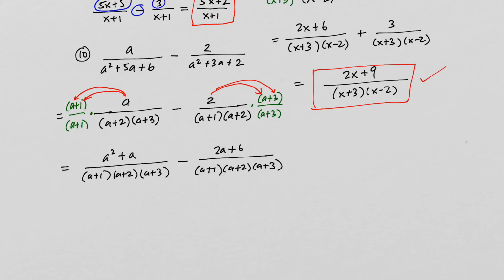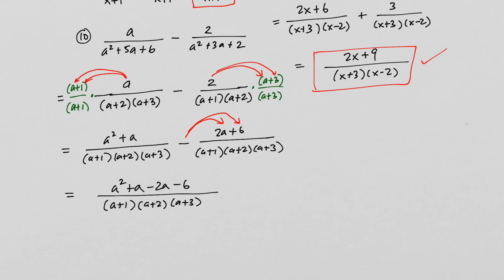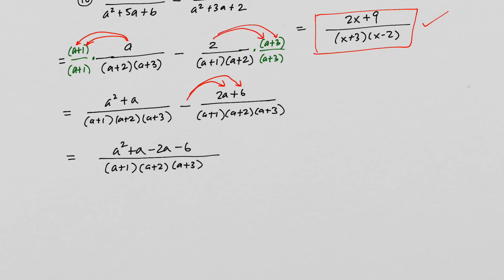And so now we have a common denominator, but it is subtraction. And you always have to be more careful with subtraction, because that subtraction needs to distribute to each one of those terms. So in the end here, we end up with the common denominator, and the numerator is a squared plus a minus 2a minus 6. And then we just have to simplify. And so the numerator, if you combine like terms, you end up with a squared minus a minus 6.